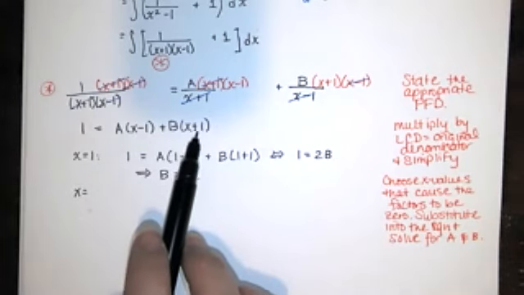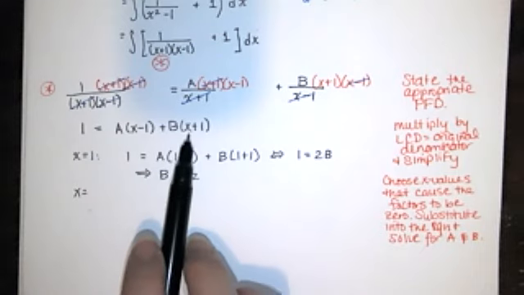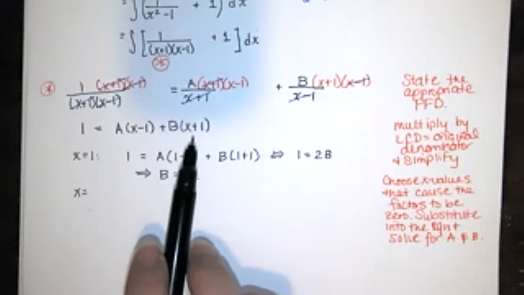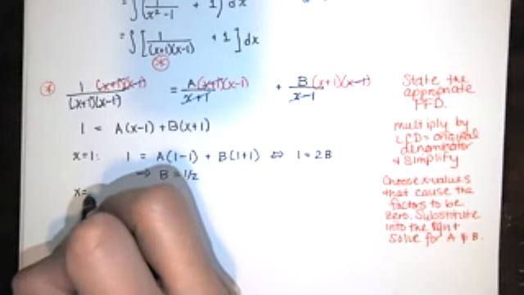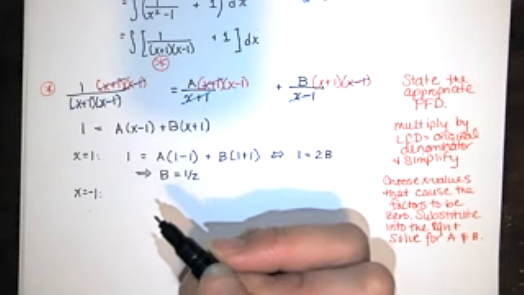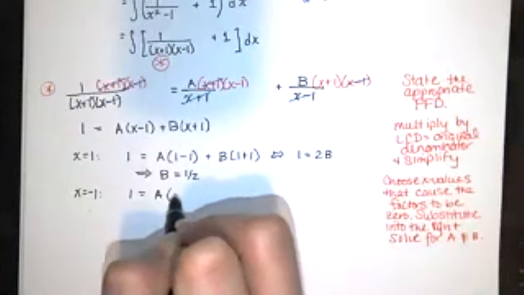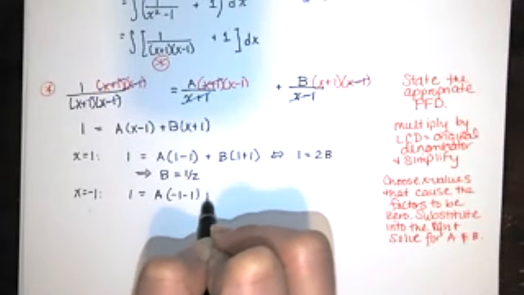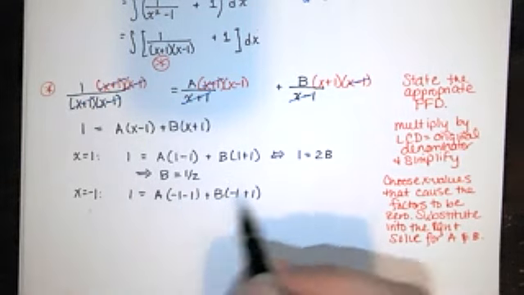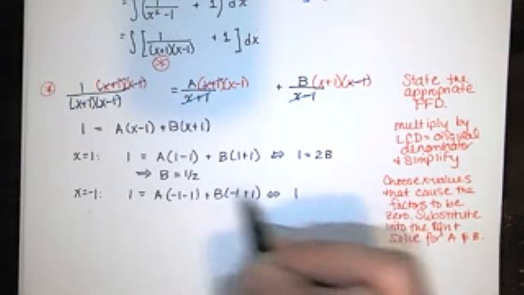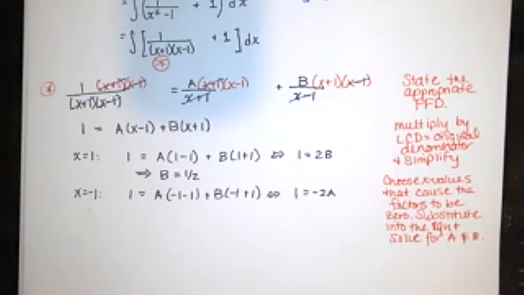Now over here, I look at the second factor, and I ask myself, okay, well, what x value would cause that factor to be 0? Turns out -1 would work just fine. If x is equal to -1, we have a 1 on this side, and then we have a times -1 minus 1 plus b times -1 plus 1, and that's 0. And so we get 1 equals -2 times a plus b times 0, which is, of course, 0.